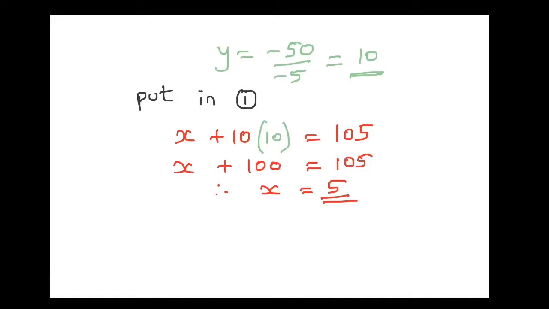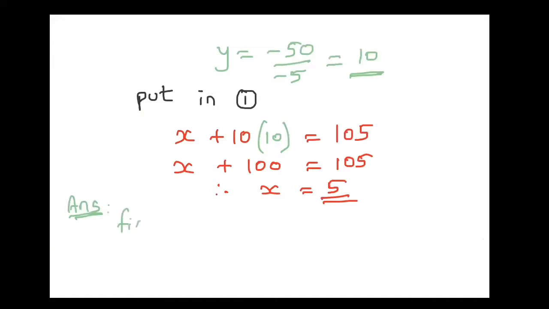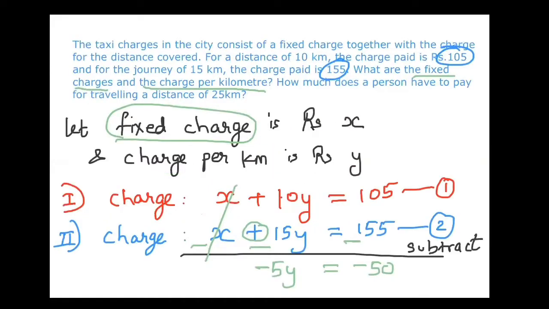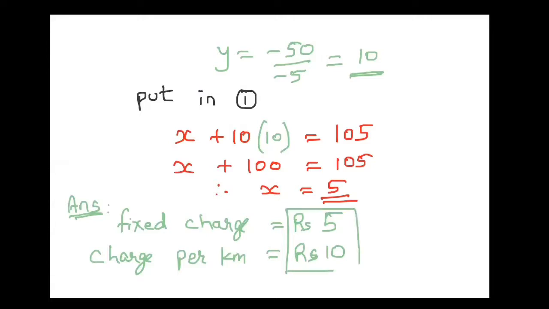So what was X we have assumed? That will be your final answer. X we have assumed as fixed charge. So fixed charge is rupees X, which is 5. And what was Y we have assumed? Y we have assumed as charge per kilometer. So charge per kilometer is rupees Y, which is 10. So this is the final answer you will write in every word problem.